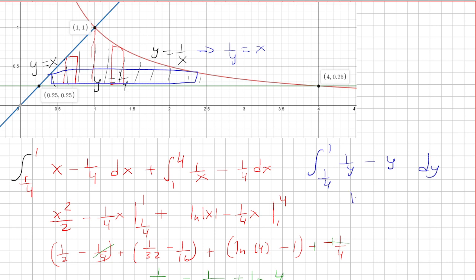1 over y, the antiderivative is ln of y. And then y is just y squared over 2. Plug in 1, well, ln of 1 is just 0. I have minus 1/2. And then I plug in 1/4. Then 1/4 squared is 1 over 16, divided by 2 is 1 over 32.